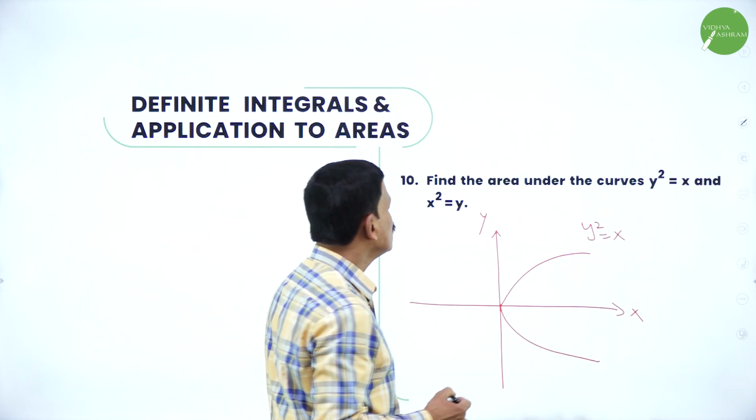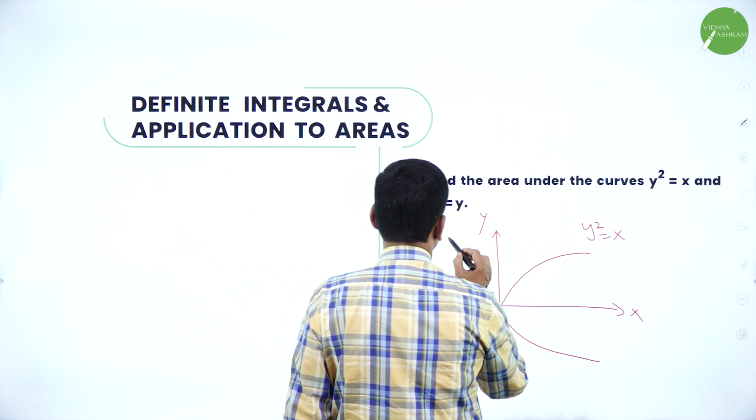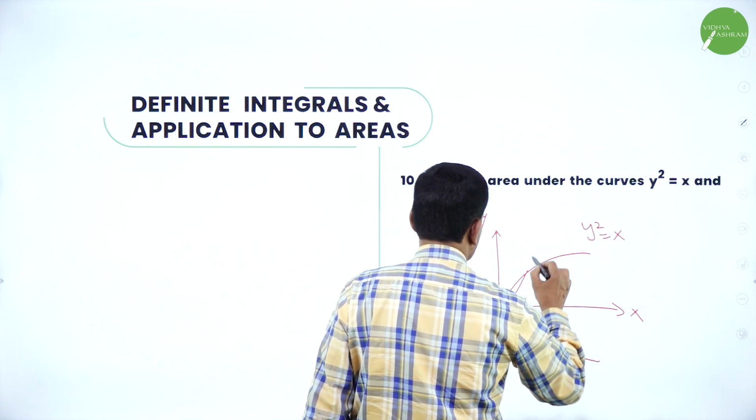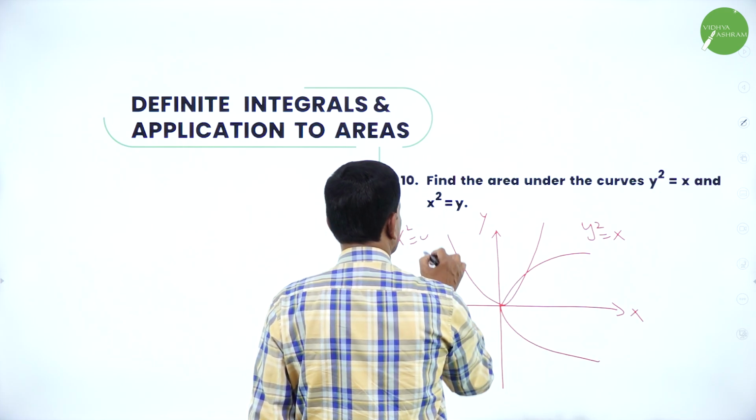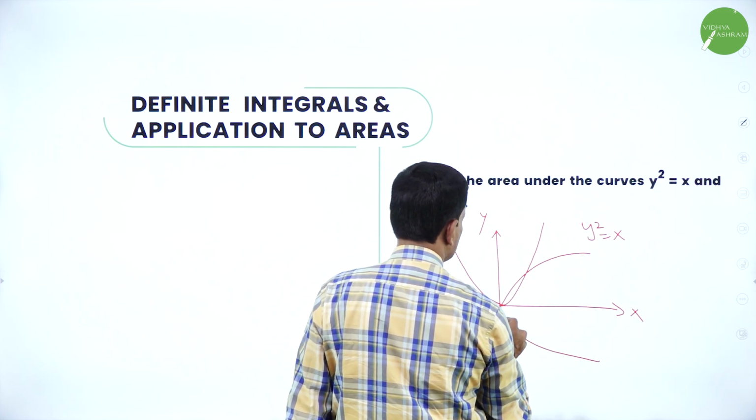Another equation, x square is equal to y, that is x square is equal to 4ay. This is a parabola which is opening upwards. X square is equal to y. Now we have to find the area enclosed between these two curves.